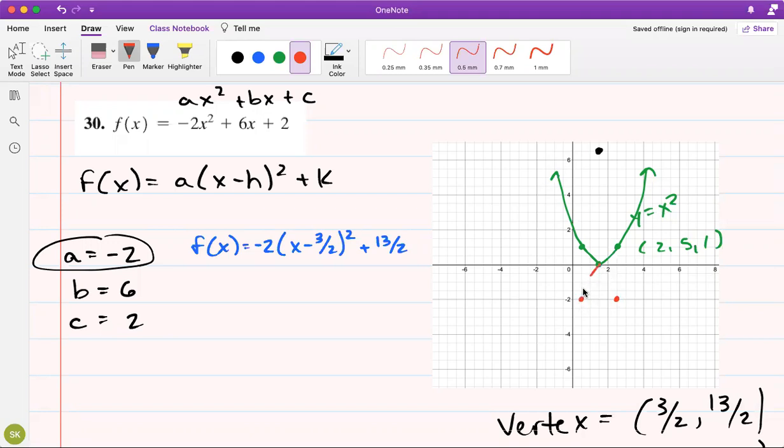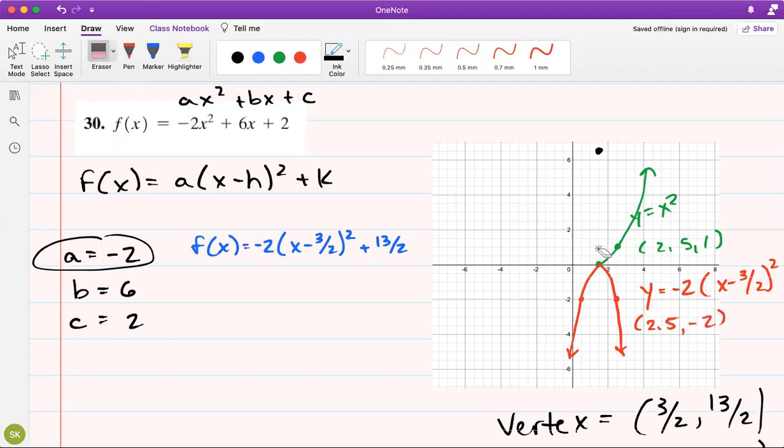So now this is y is equal to negative 2 times x minus 3 over 2 squared. I'm using transformations of functions here. And I also want to put this point here, which is 2.5 comma negative 2. Okay, let's erase this.